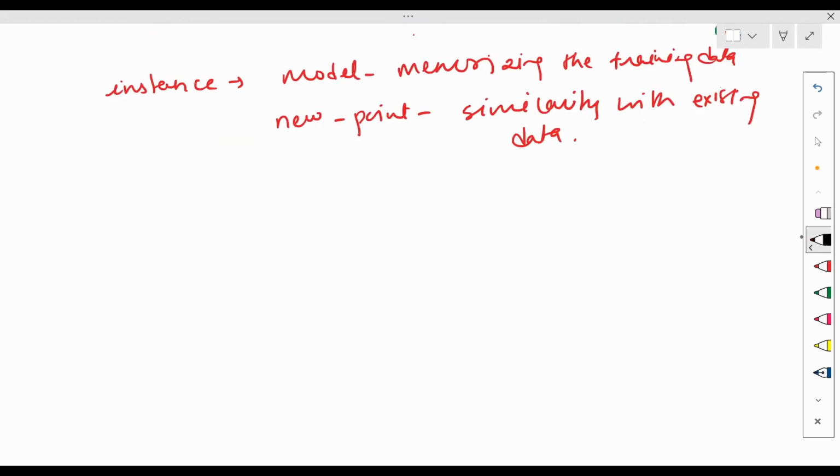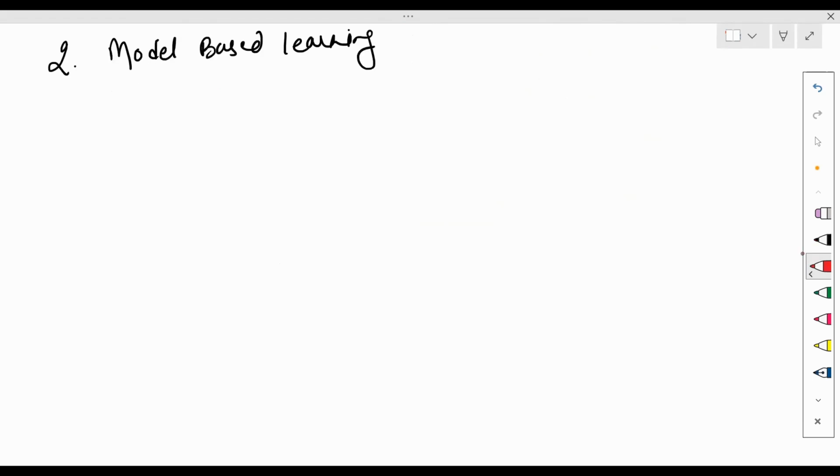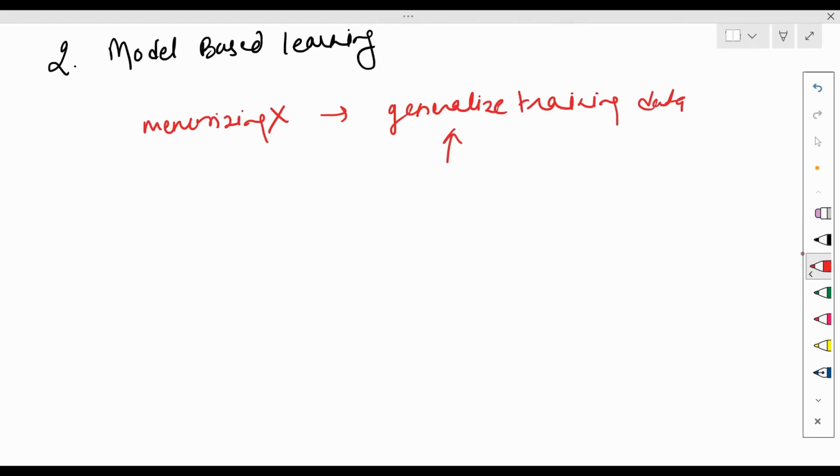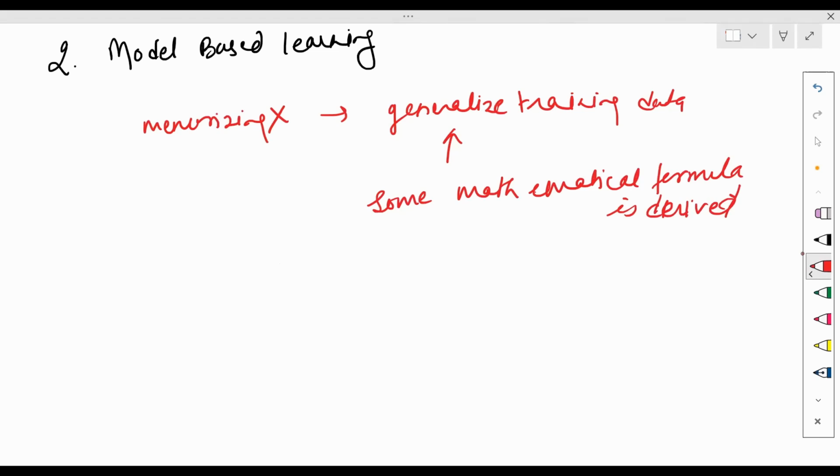The other type of learning is model-based learning. In these kinds of algorithms, instead of memorizing, models generalize the training data. By generalization, what is meant is that some mathematical formula is derived or some decision boundary is created.